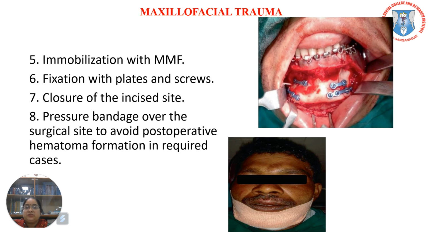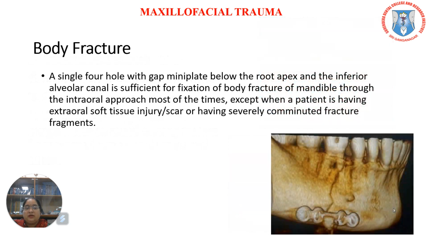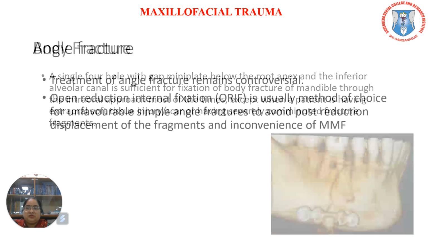After plating, fixation of plates and screws, and closure of the incised site, a pressure bandage is given over the surgical site to avoid any postoperative hematoma or swelling. Then for body fracture, a single hole, 4-hole plate with gap below the root apex or inferior alveolar canal is sufficient for fixation of body fracture of the mandible through an intraoral approach most of the time, except in cases where extraoral soft tissue injury or scar is there or a severely comminuted fracture is there.